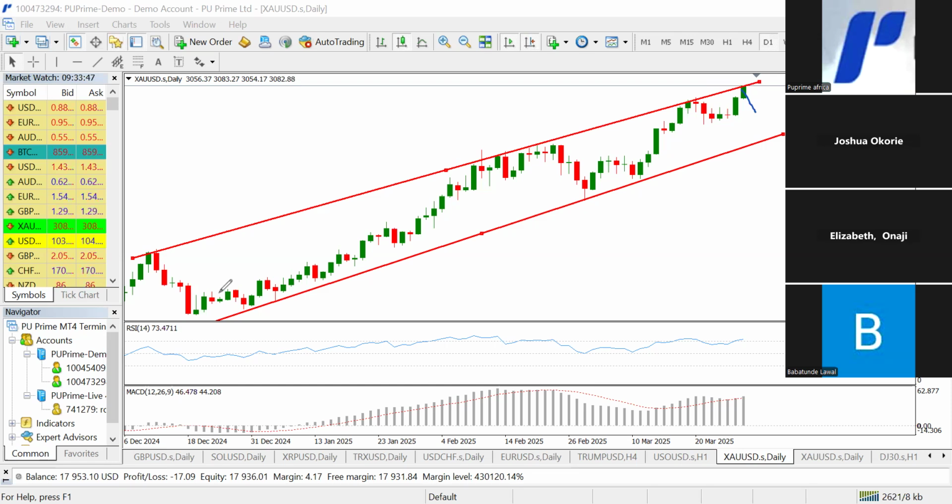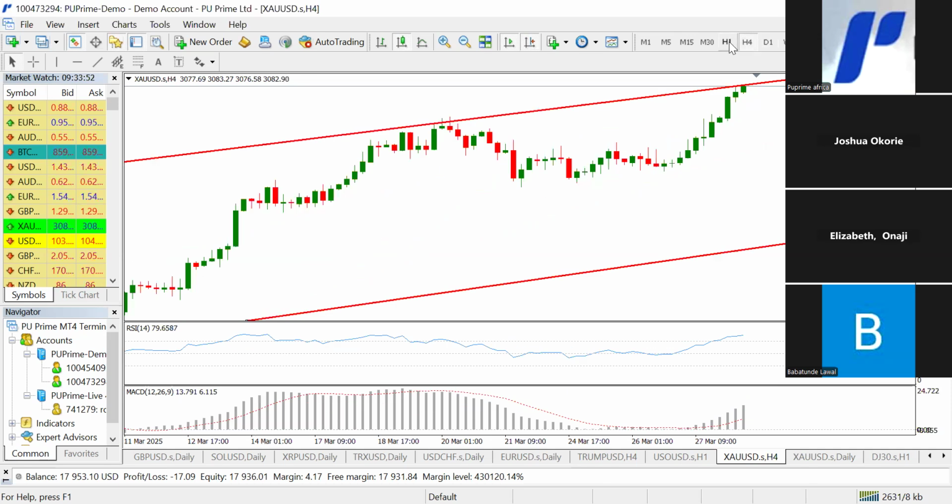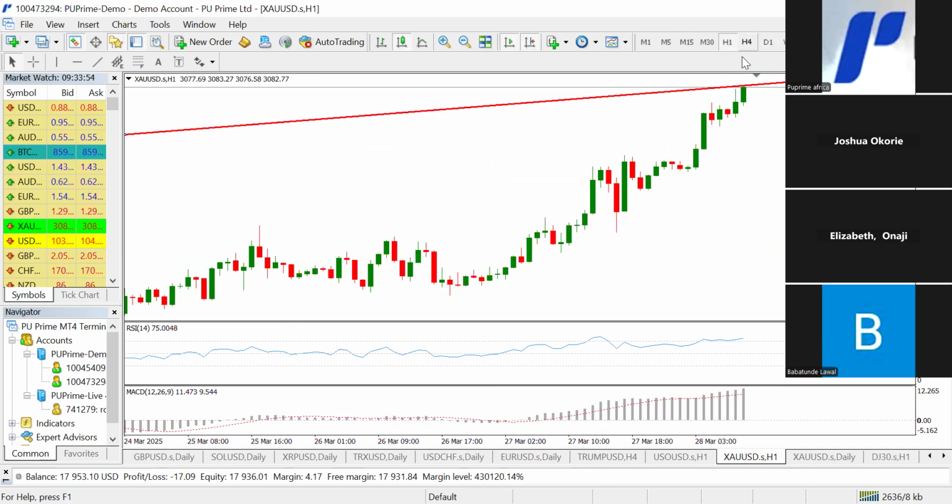But then technically, we should be seeing some breather on gold touching, except if there is a massive volatility in the market that will push it past this level. Otherwise, we are expecting some retracement on gold. So it's not yet the time to buy gold.